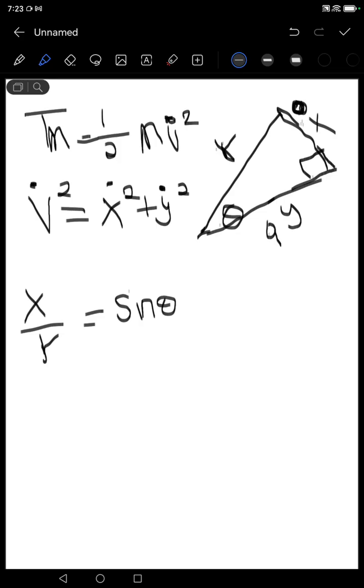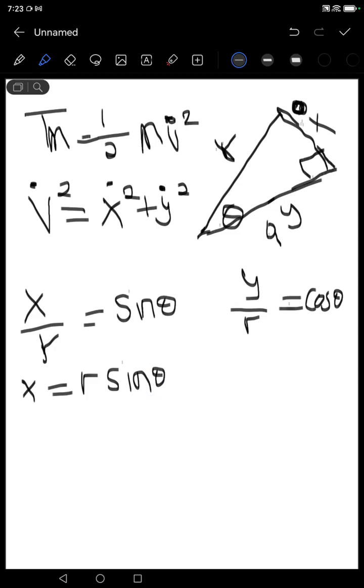And then this side is gonna be y over r. Adjacent over hypotenuse, it's what? It's cos of theta. So our x is equal to what? R sine theta. And then our y is equal to what? R cos theta.